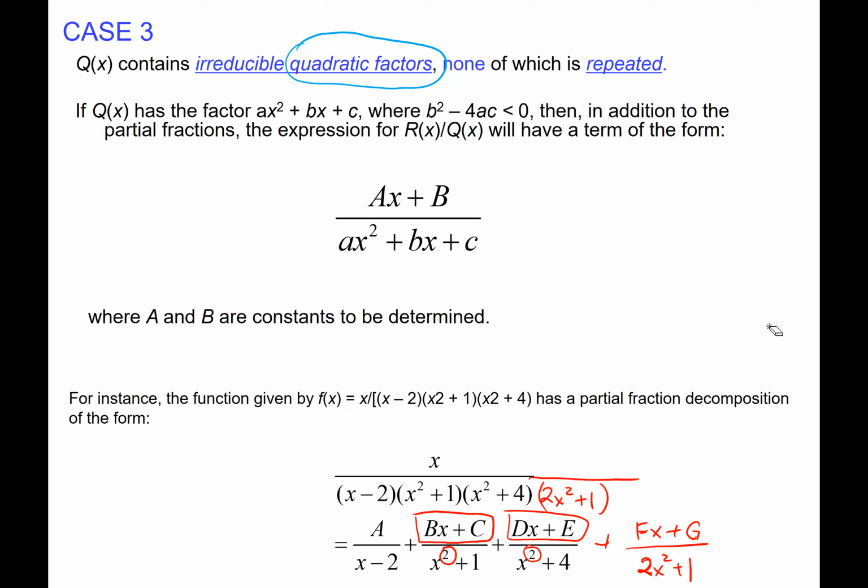Okay, that means let's see. I don't know if I said that. I was thinking to do this. Irreducible quadratic factors, but none of them is the same. All of them are different. Okay, we do have case 4 if the irreducible quadratic factors are repeated, but we do not cover that in this class. Okay, that means only case 3 is the last one. And let's see.